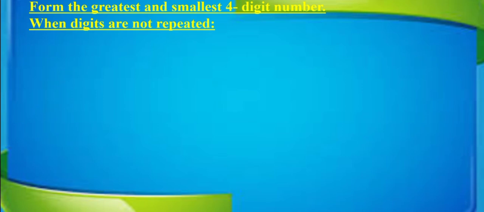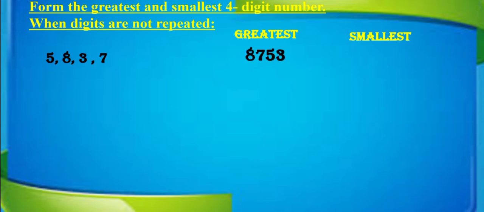When the digits are not repeated, see here, for example, 4 digits are given to you. That is 5, 8, 3, 7. How will you form the greatest number? We will just arrange the digits in which order? Descending order, so big to small. So what will be the greatest number? 8753. Okay, how will we form the smallest number?